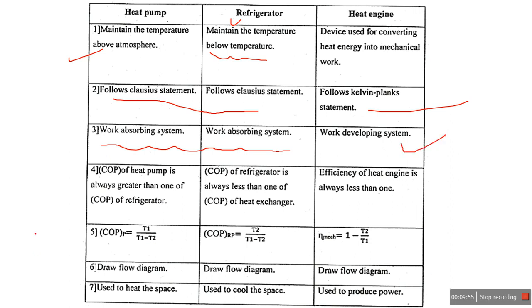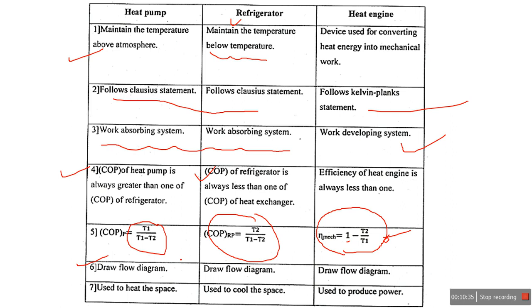The heat engine is a work developing device. Its performance is measured in thermal efficiency, while the refrigerator and heat pump are measured in COP. The formulas: COP of heat pump is T1 upon T1 minus T2, for the refrigerator T2 upon T1 minus T2, and for the heat engine 1 minus T2 upon T1. It conveys the message that according to Kelvin we can't get 100% efficiency. Efficiency must be less than 1. Here T1 is the source temperature, the higher temperature, and T2 is the lower temperature.